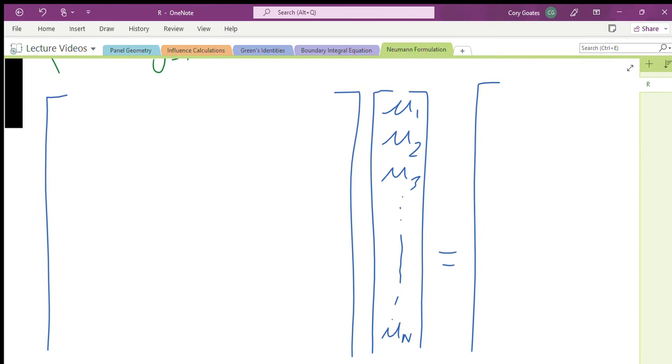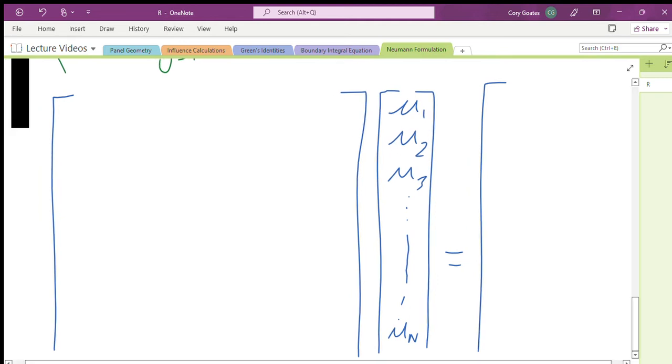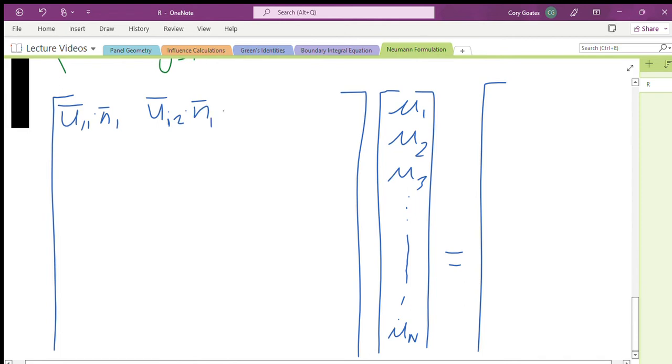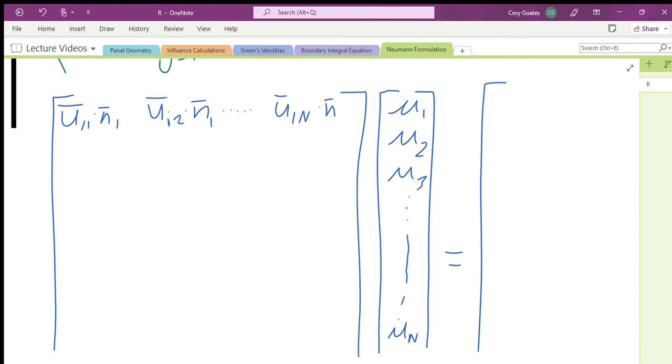And so multiplying these through, the term that gets multiplied by mu1 is just u11 dotted with n1, okay? And then the term that's multiplied by mu2 is u12 dotted with n1. So on and so forth, all the way over to u1n dotted with n1.